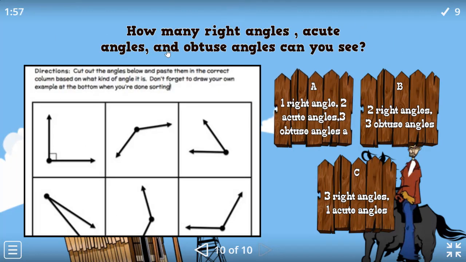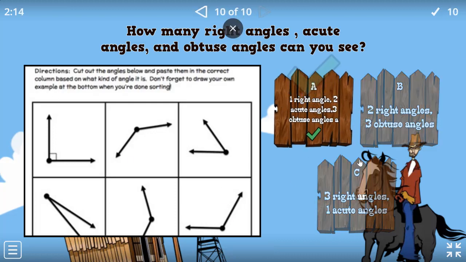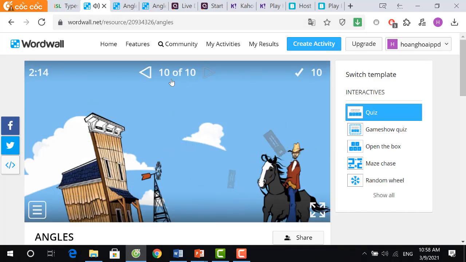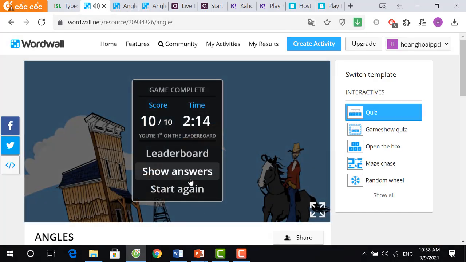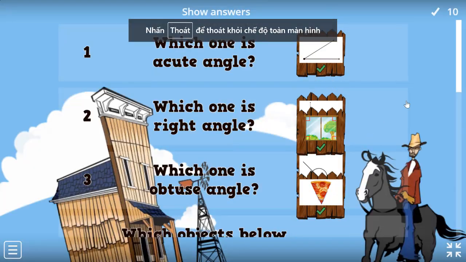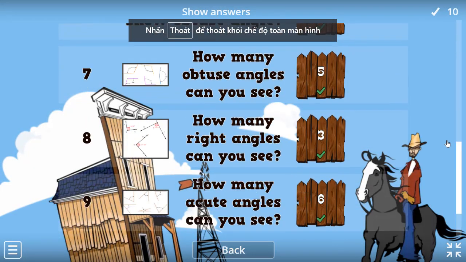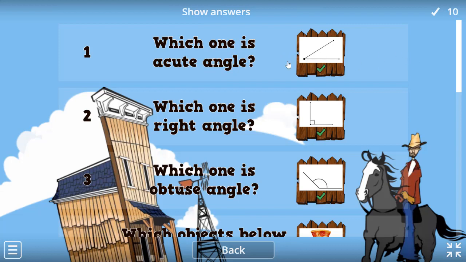And how many right angles, acute angles, obtuse angles can you see? So let's see. This is a right angle, so one right angle, and this is obtuse, obtuse, and obtuse. So we have 3 obtuse. This is acute, acute. So we have 2 acutes. So the right answer is A. Yes, pretty easy. So we can have a look at the answer one more time. This is acute, this is right, this is obtuse.